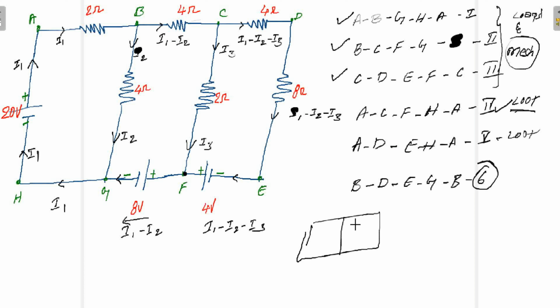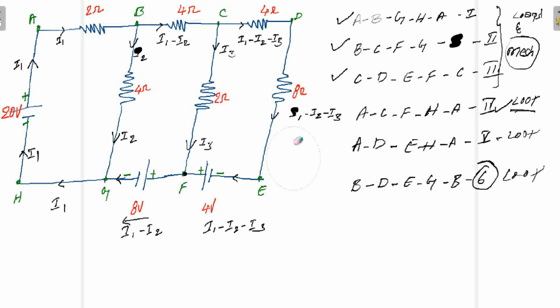But according to the definition, the mesh should not include any other loops. So this is your B, this is your C, this is your D, this is your E, this is your F, and this is your G. But if I move from B to G, E to F, and G to B, it includes this branch also. This includes individual loops also, so this is called a loop. So by considering here, we have a total of 6 loops.